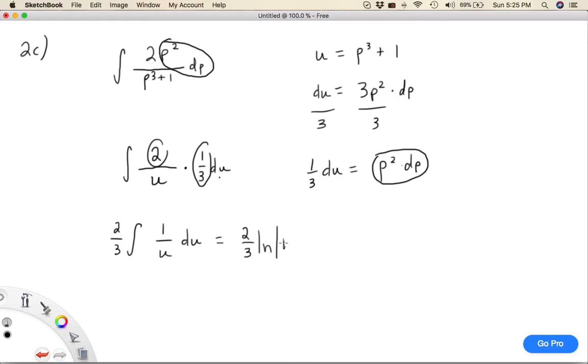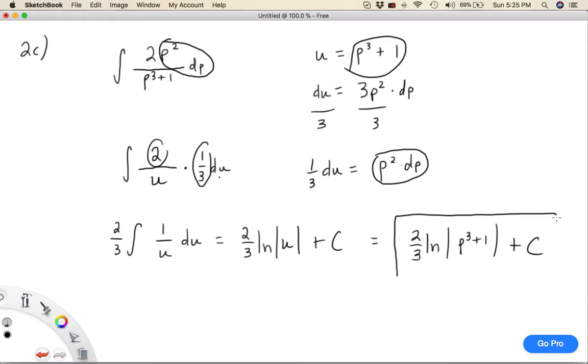Actually, it has to be absolute value. Well, this is going to be u plus some constant. And then, because our original question did not have a u in it, we're just going to resubstitute p cubed plus 1. So we've got 2/3 natural log of the absolute value of p cubed plus 1 plus some constant. And that's going to be the answer.